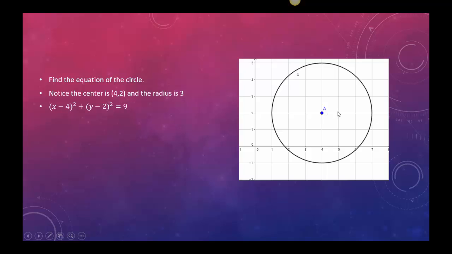Look, I could go this way too. 1, 2, 3. Or I could go 1, 2, 3. So any direction, I'm going to get 3. Remember to square that when you put it in the equation. So I have (x minus 4) squared plus (y minus 2) squared is equal to 9.